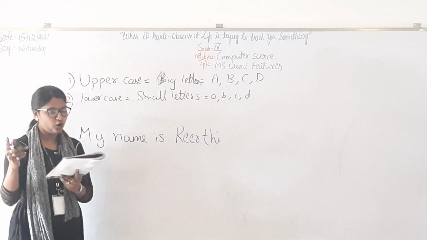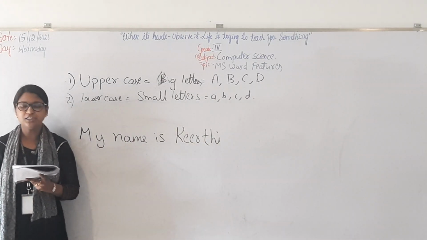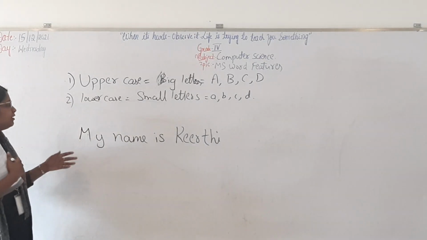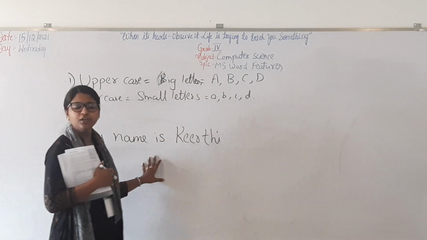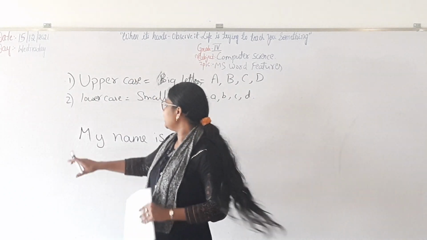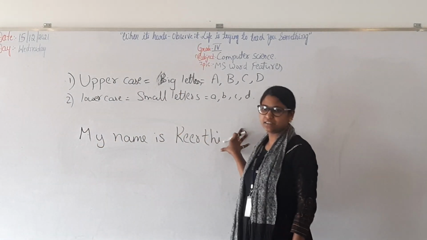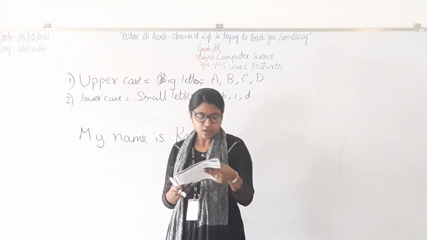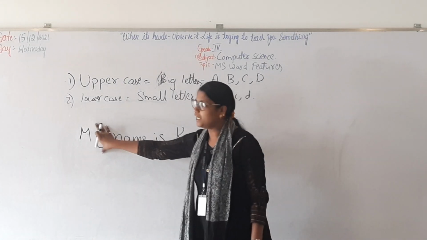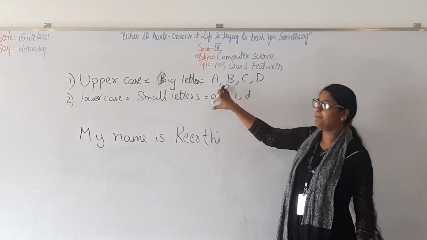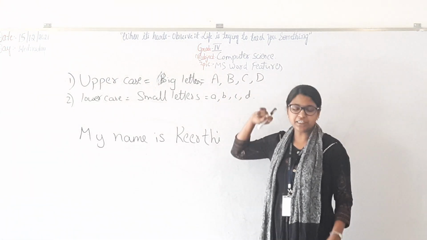Next, lowercase. All letters are changed to lowercase. For example, if you want to convert everything into lowercase, you will convert it, and everything will be in small letters. Then uppercase. All letters are changed to uppercase. Uppercase means this complete sentence will be in capital letters. We can change that also.